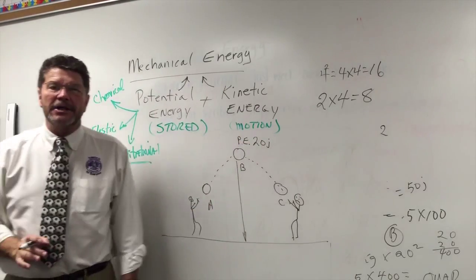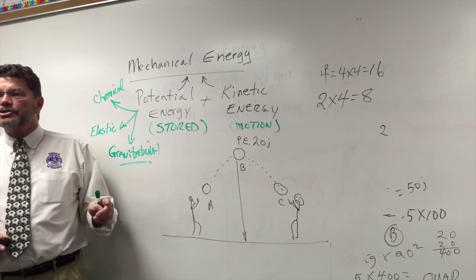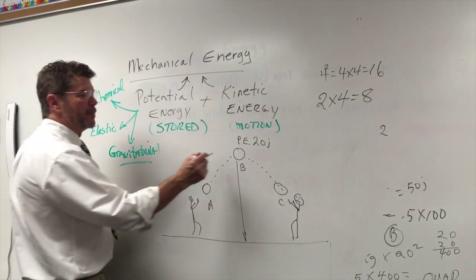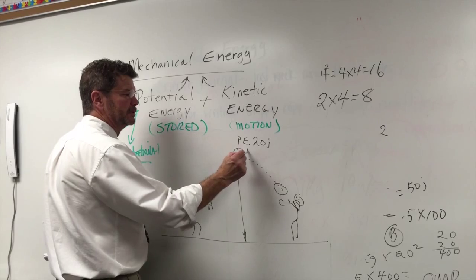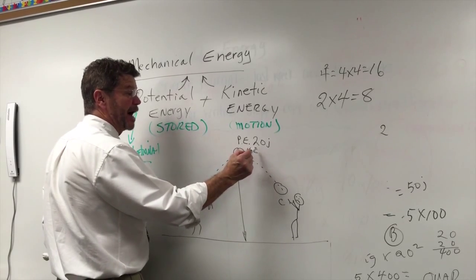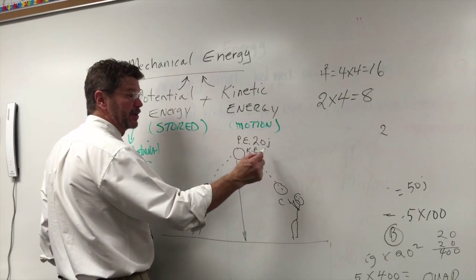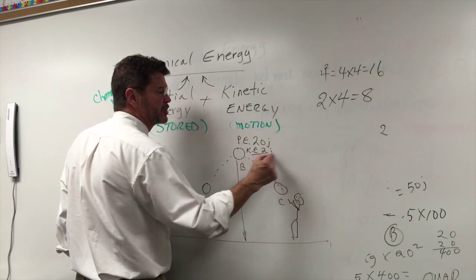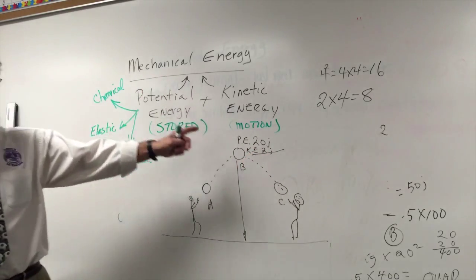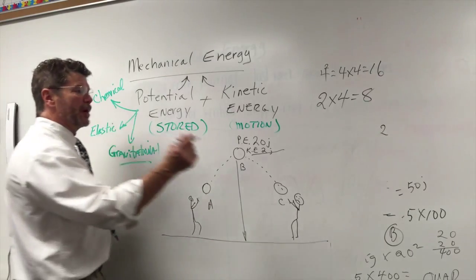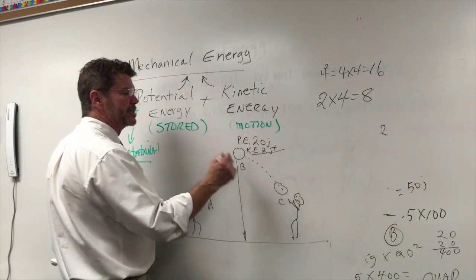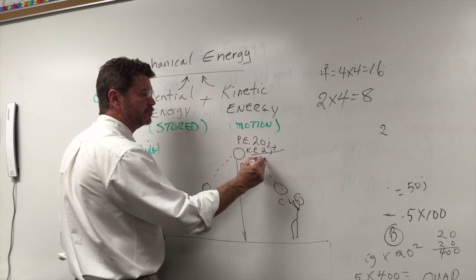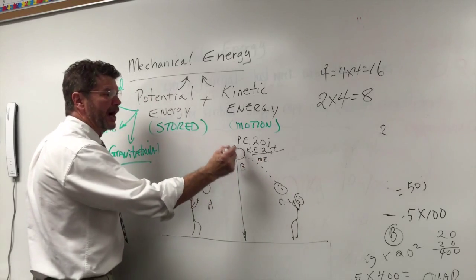But it's slowed down. It's almost stopped. So what do you think the kinetic energy is of this ball right here? It's almost stopped. If it was stopped, it'd be 0. So it's probably, what do you think? Like 3. No, two, I guess 2. So mechanical energy is we add those two together. 20 plus 2, what is the ME? What's the mechanical energy right here?